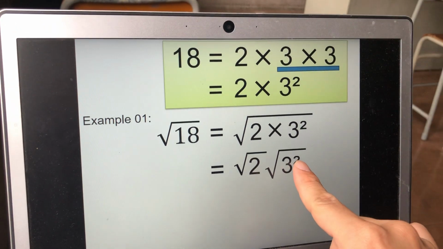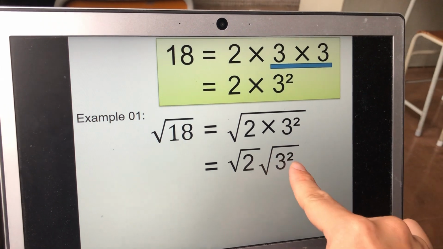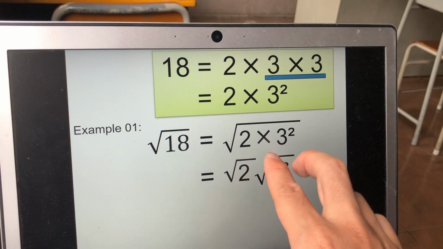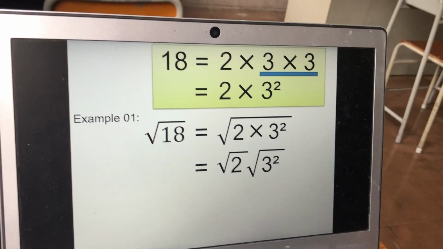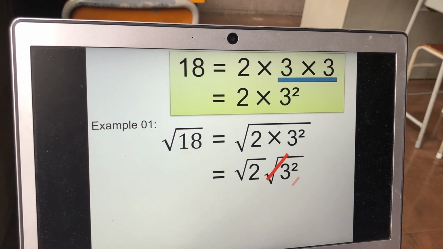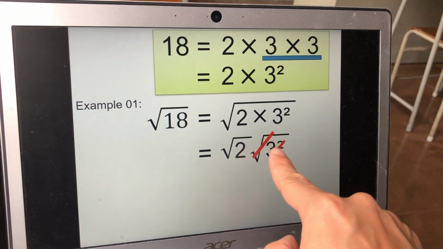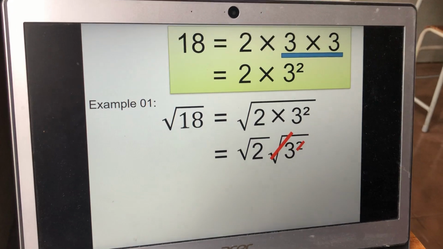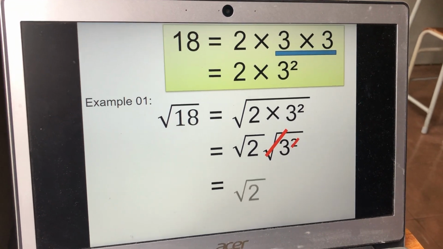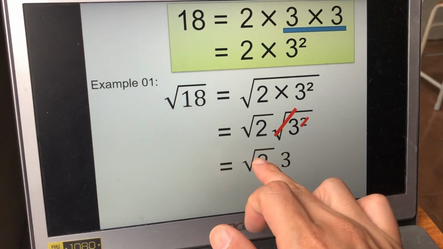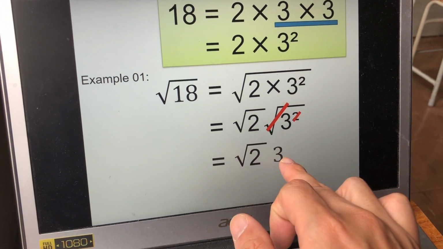Because square and square root, they are enemies to each other. When they meet, they cancel each other, so that we could cancel out square and square root. We don't have the square and square root anymore. So we've got only 3, the number left behind. So here we have, what do we have? We have square root of 2 times 3.